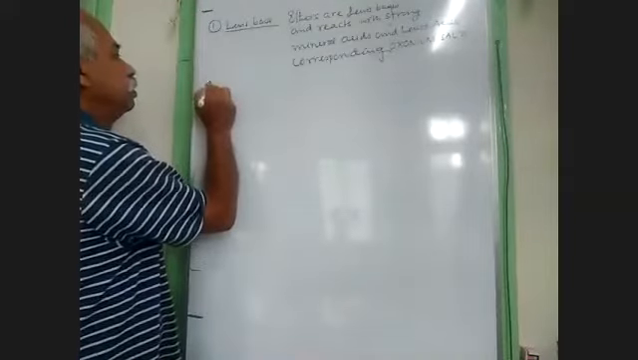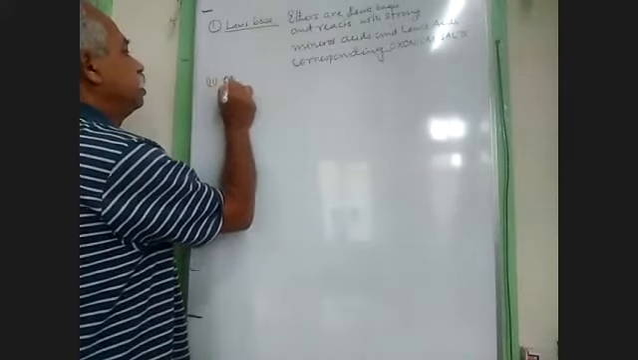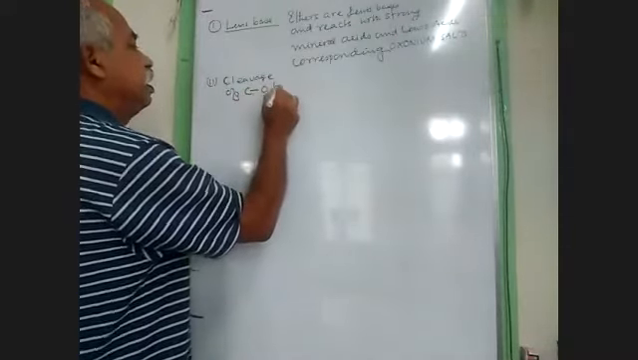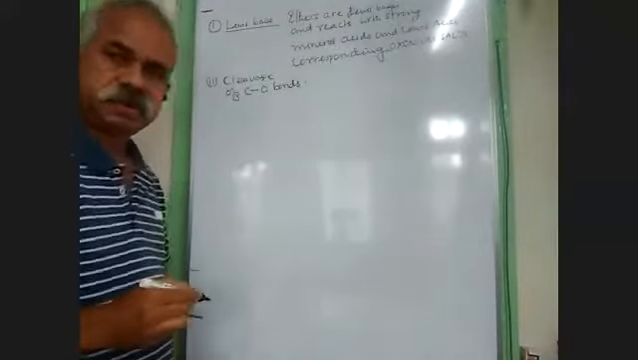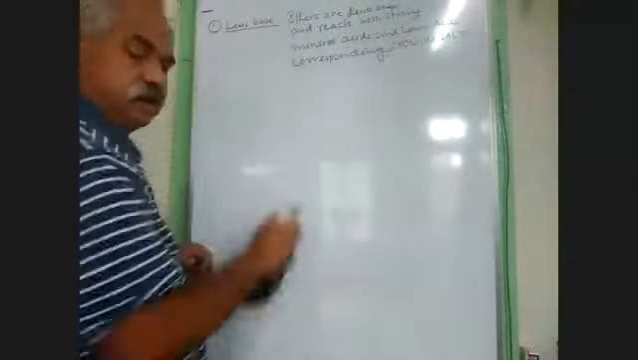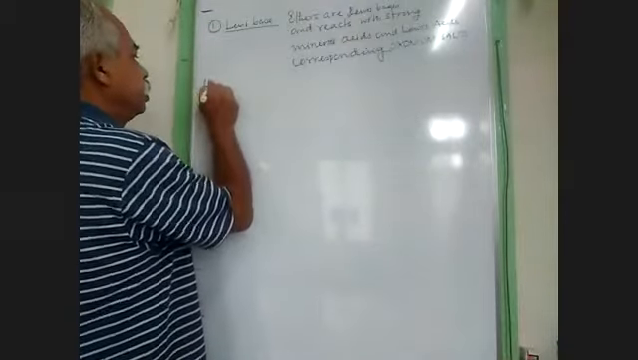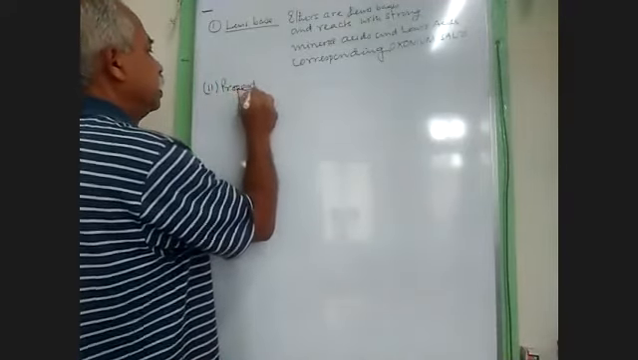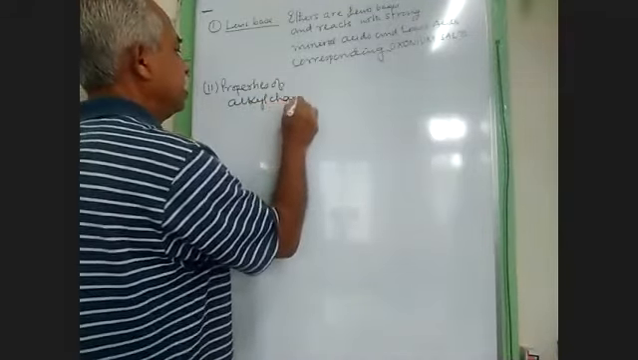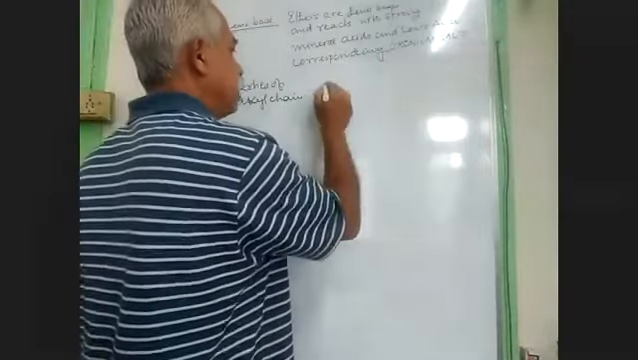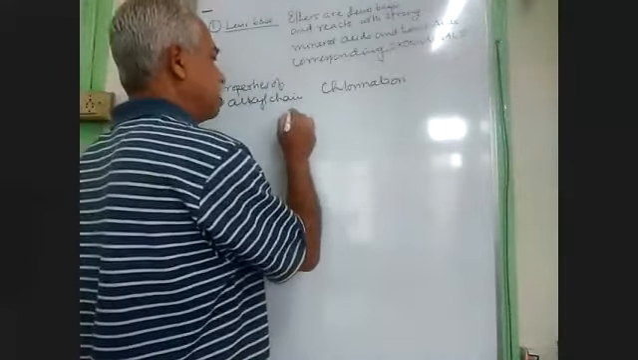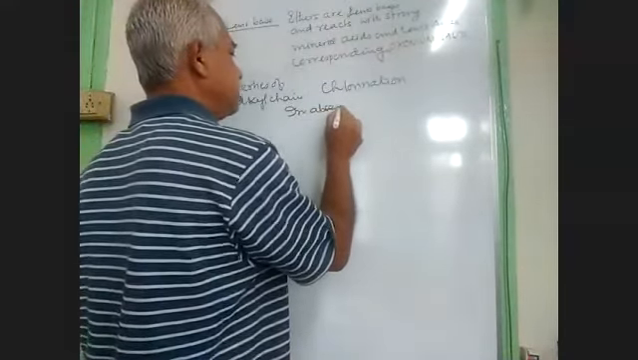Second, what did we do? Not cleavage. The second thing we have done, which is not given in your book, is the properties of the alkyl chain. This is not in your syllabus. We have done chlorination. In absence of light, what happens?